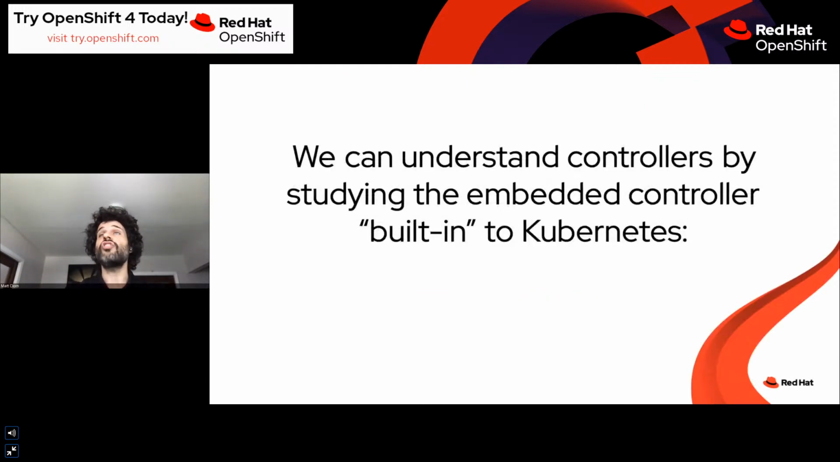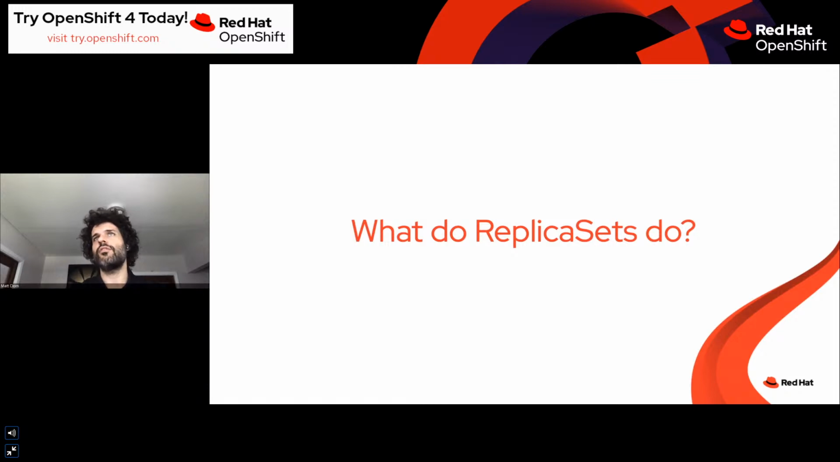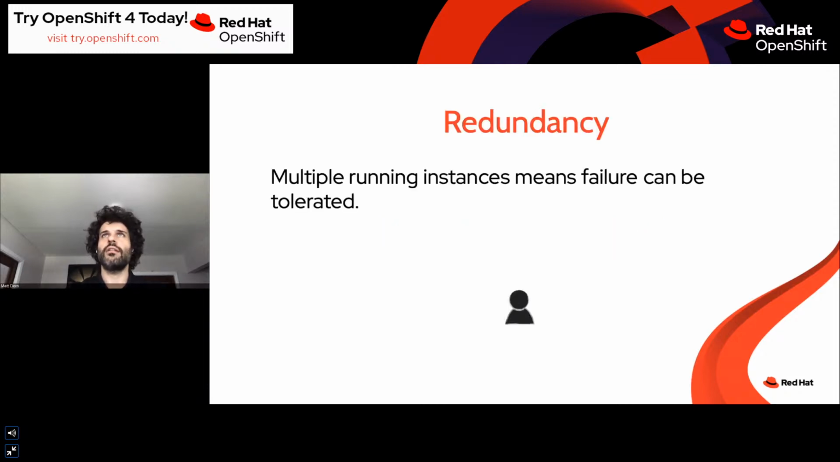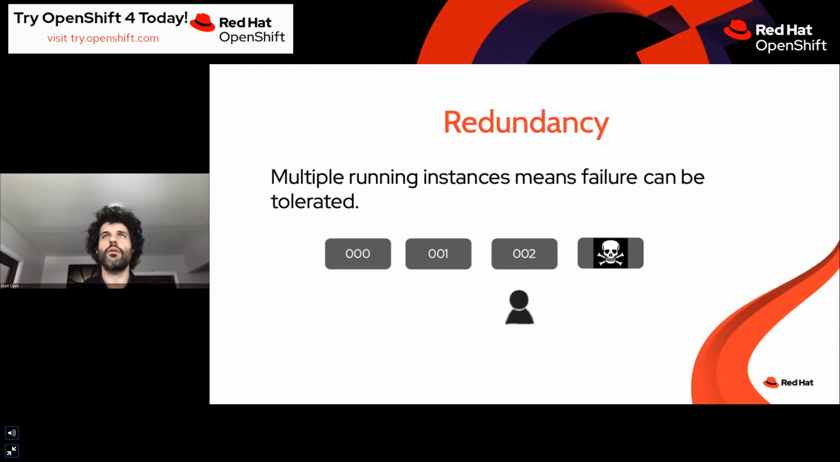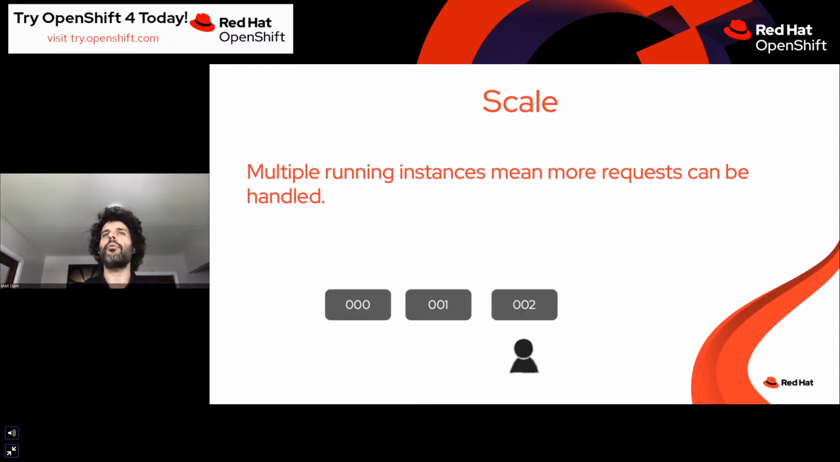So we can understand controllers by studying the embedded controller built into Kubernetes, the replica set. Great way to kind of study how controllers work, right? So what do replica sets do? We know that they provide redundancy, right? So if you're running multiple copies of your application and something goes down, it will spawn a new one, right? What else? How about scaling? How about when your application gets featured on TV?